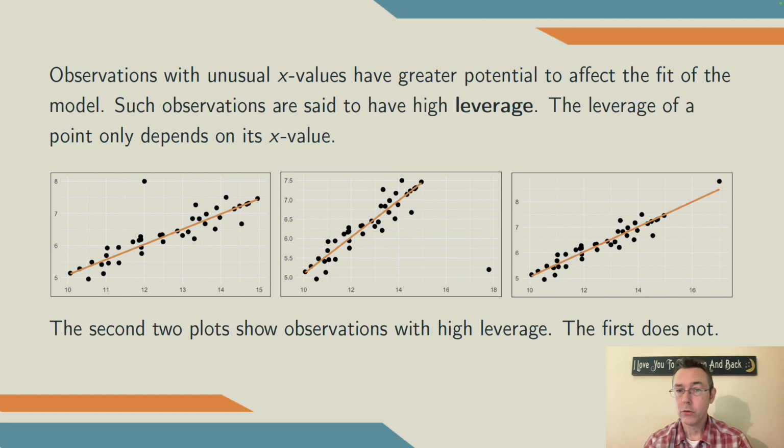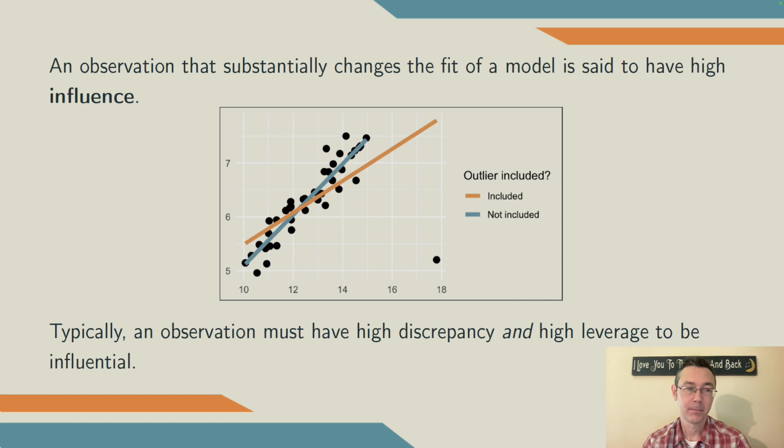Observations that have unusual x values have greater potential to affect the fit of the model, and we say such values have high leverage. The leverage of a point depends only on its x value. So looking at those same three points, only the two plots on the right have high leverage. The first one does not, even though it has high discrepancy. Again, only looking at the difference in the x values here.